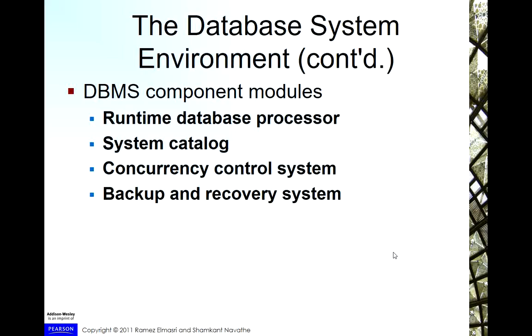The database management system component modules also include runtime database processor, which is concerned with transactions that are executed at a specific point of time. It can contain system catalog, which is the metadata, which is the data dictionary, which includes information about the database itself, and also concurrency control system. The concurrency control system deals with the current situation of the database and the transactions conducted at a specific point of time.